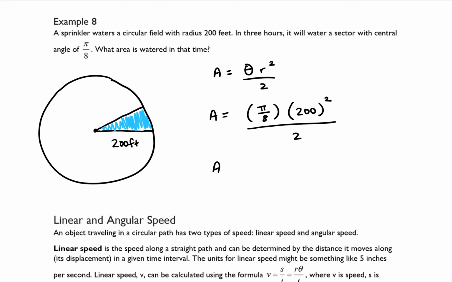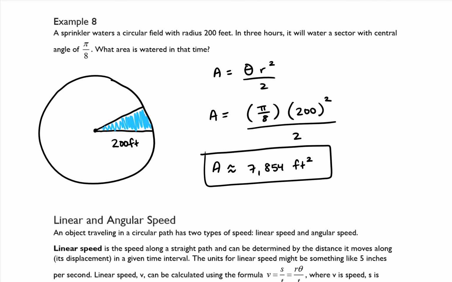And if you threw that into your calculator, you would get that the area is approximately 7,854 feet squared. And so that's the amount of field that has been watered.